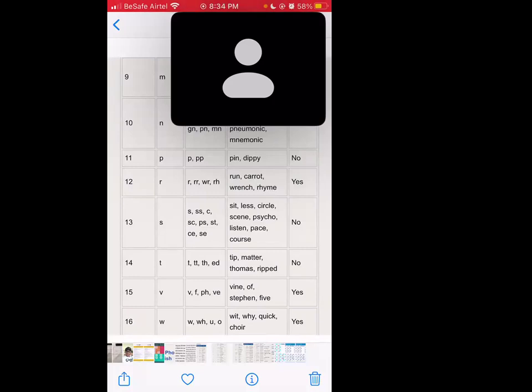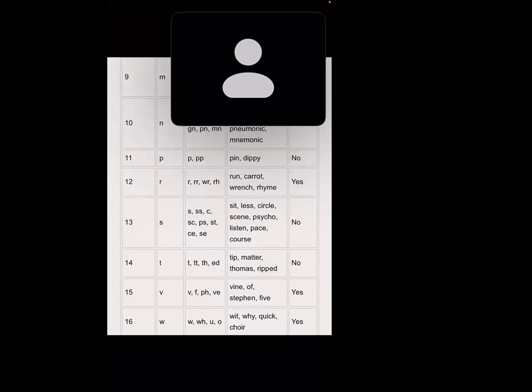Okay, this sound can be found in letters T, TT, TH, and ED. There are some words that end with ED that actually have the T sound. So you have words like tip, matter, Thomas, and ripped. Yes, you have ED here, but it is pronounced as ripped. The T sound is not voiced. It is voiceless.